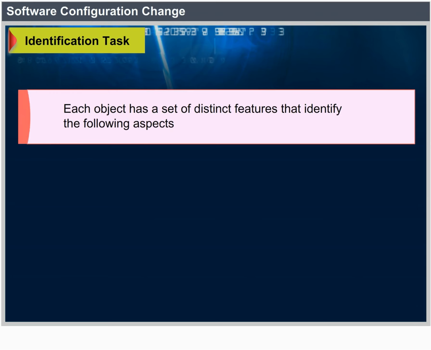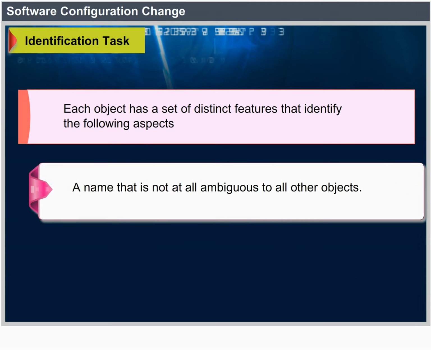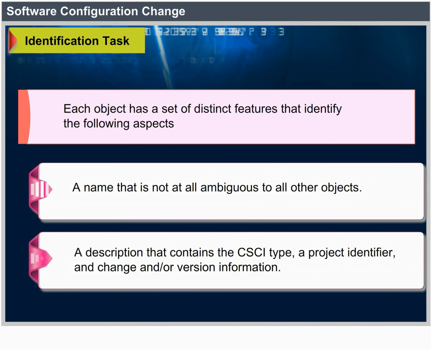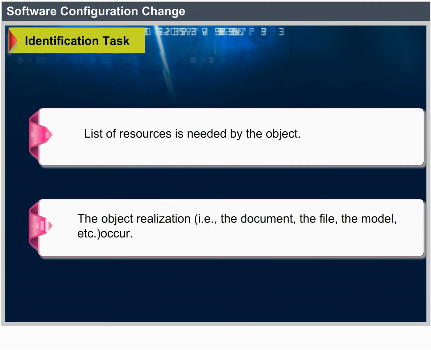A name that is unambiguous to all other objects, a description that contains the CSCI type, a project identifier, and change and version information. A list of resources needed by the object, the realization, that is, the document, the file, the model, etc. Change control task.